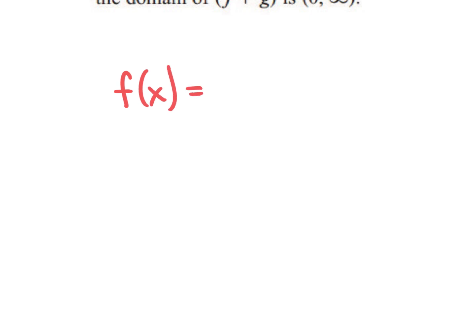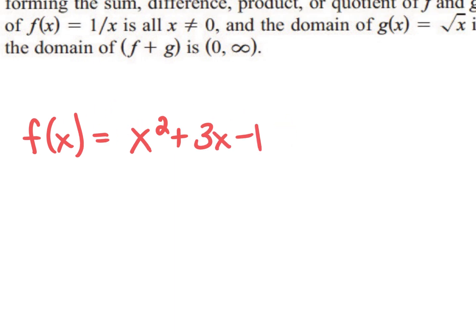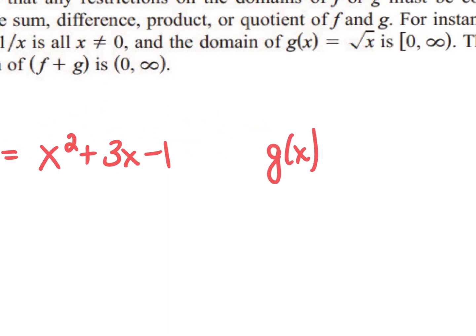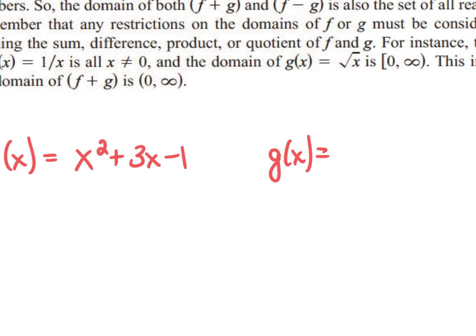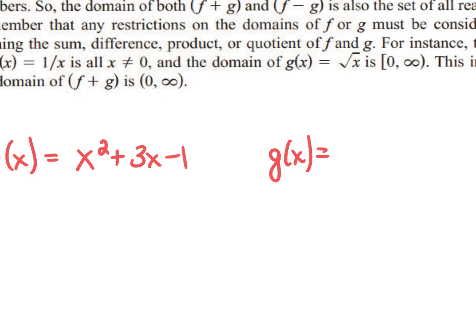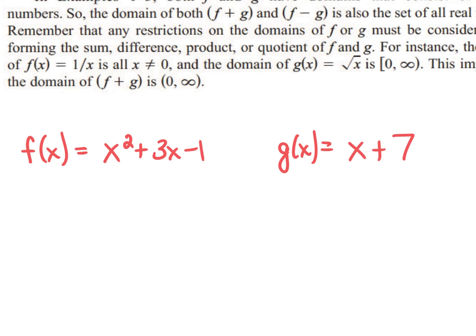F of x equals x squared plus 3x minus 1. G of x equals, I don't know, x plus 7. Let's do it. Real simple. Okay, so here, you're given two functions. This is what something on your test will look like.